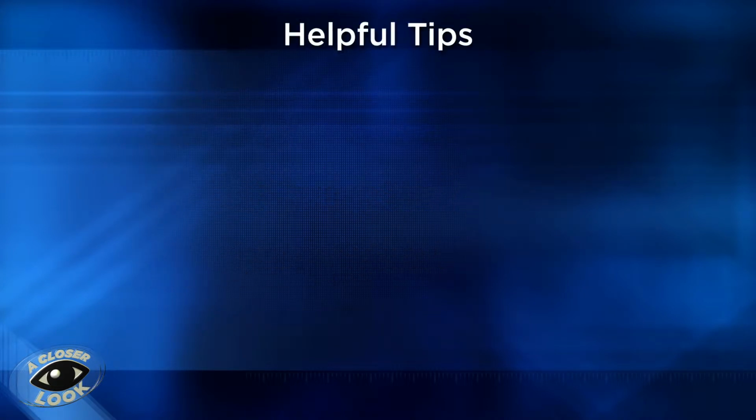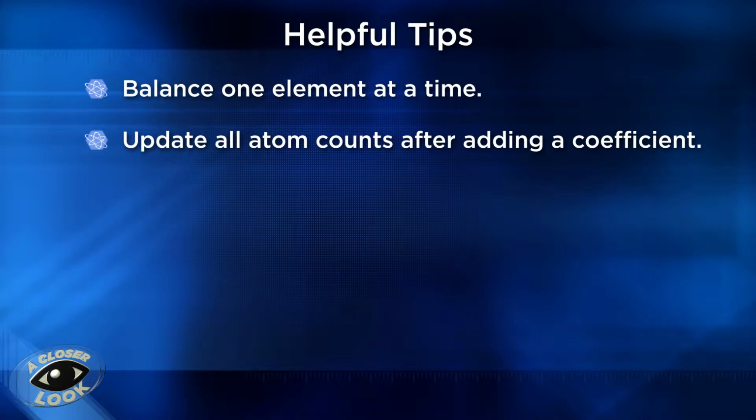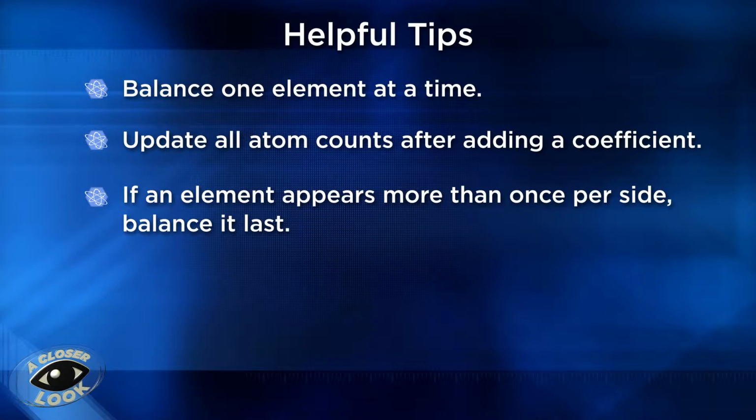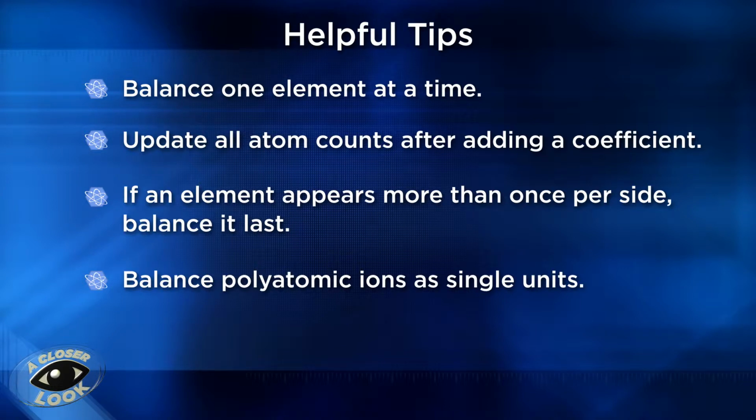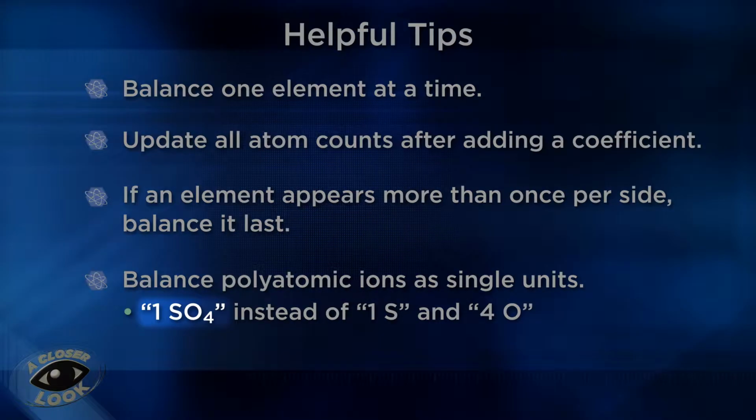Here are some helpful tips to use when you balance equations. Balance one element at a time. Update the atom count anytime a coefficient is changed. If an element appears more than once per side, balance that element last. And balance polyatomic ions as single units. For example, treat the polyatomic ion sulfate as one sulfate, instead of trying to balance it as one sulfur and 4 oxygens.